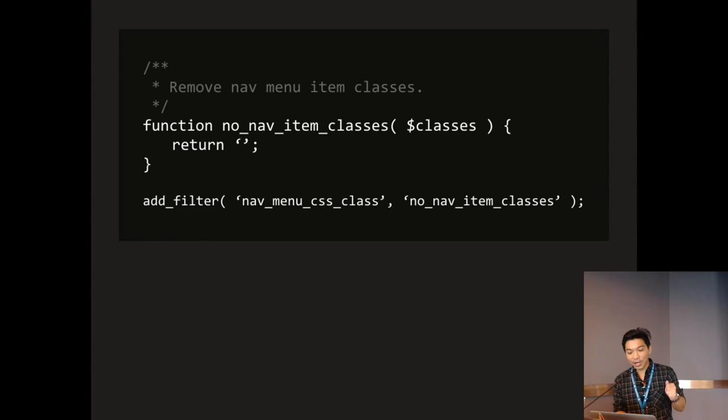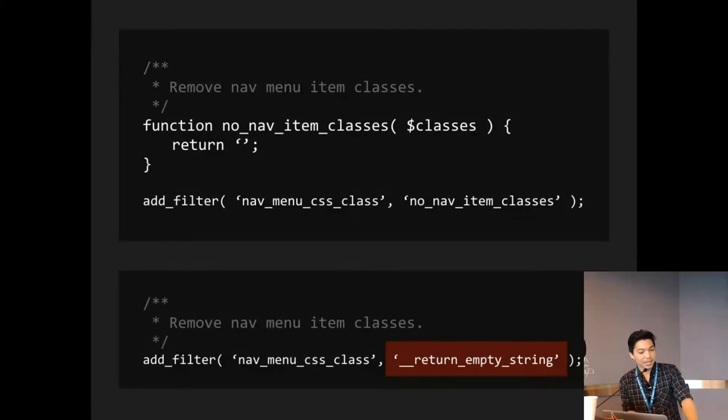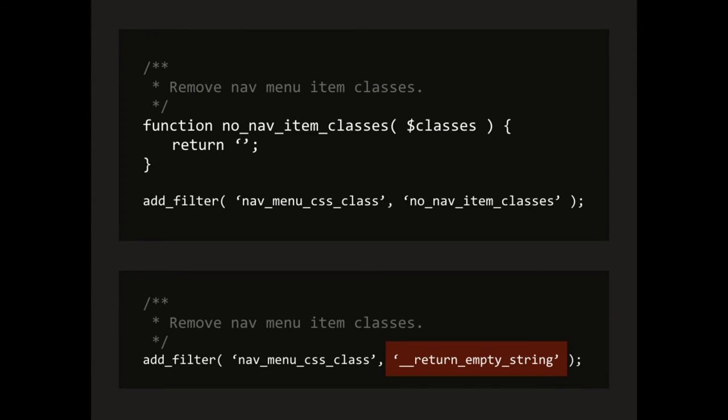You can add a filter and assign a callback that would return an empty string. That means no CSS classes, and that would get rid of those CSS classes for you. Or you can also achieve this with a helper function available in WordPress core, such as __return_empty_string. So there's a filter callback available here, __return_empty_string, and that's right in WordPress already.